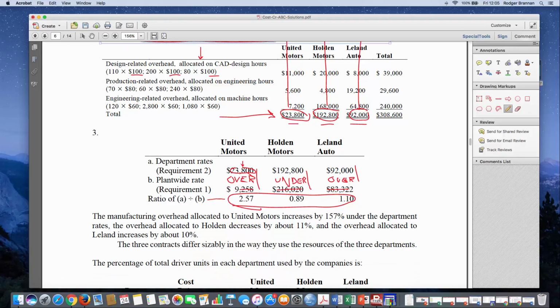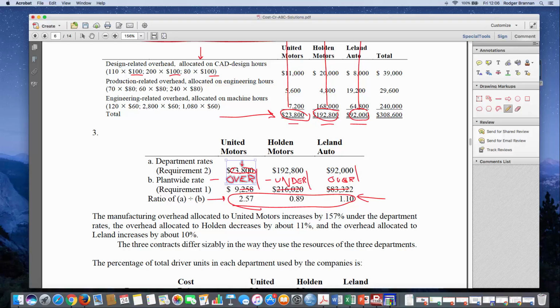So don't worry about the issue of the ratios. I'm not going to ask you to calculate the ratios because I'm not sure that they're particularly informative. I prefer the simple explanation: this is overcosted, this is undercosted, by how much, and what are the consequences of doing that? That's really the takeaway from this.